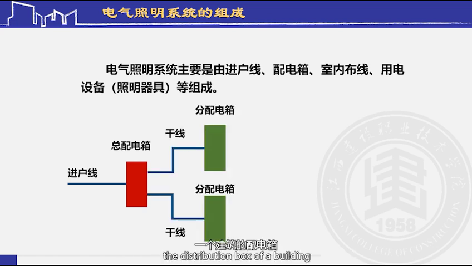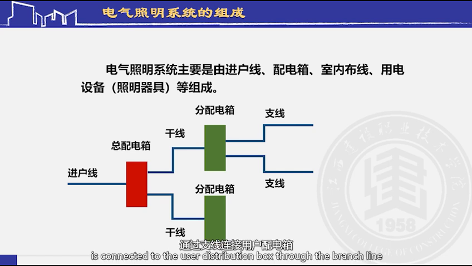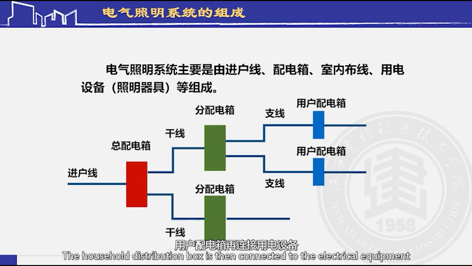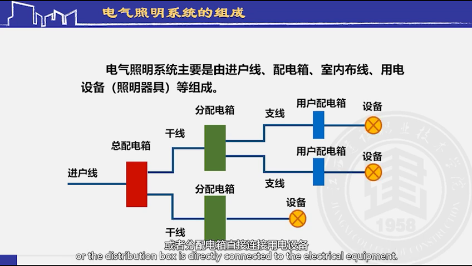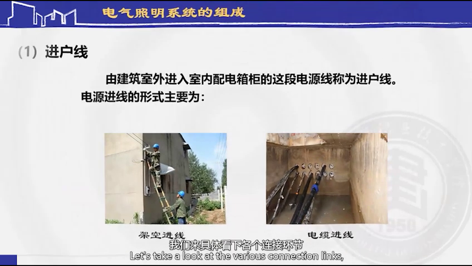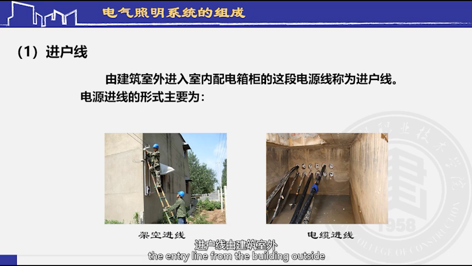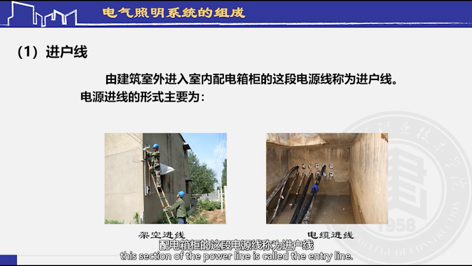The distribution box of a building is generally not more than 3 levels. So the distribution box is connected to the user distribution box through the branch line. The household distribution box is then connected to the electrical equipment, or the distribution box is directly connected to the electrical equipment. Let's take a look at the various connection links. The entry line from the building outside into the indoor distribution box cabinet. This section of the power line is called the entry line.